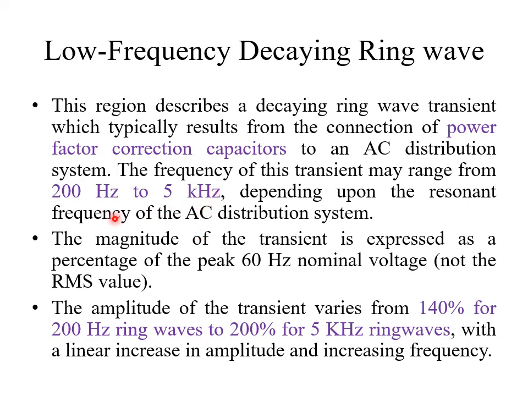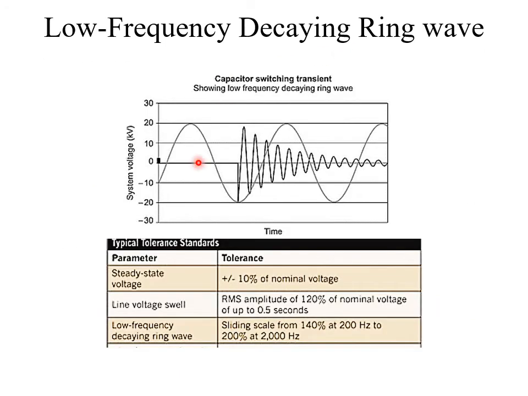But in our ITIC curve, the vertical axis is represented in terms of percentage of voltage. So we are going to represent in terms of percentage of voltage. You see, if it is 200 hertz, then it is represented as 140 percentage. And if it is 5 kilohertz, then it is represented as 200 percentage. So the limit should be within 140 percentage to 200 percentage. Okay, that is captured in the ITIC curve. So this is the representation of low frequency decaying ring wave. Okay, this is due to capacitor switching transient.